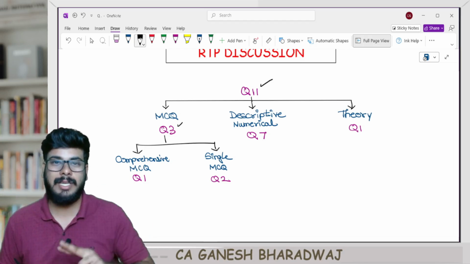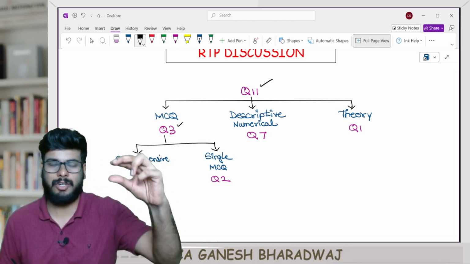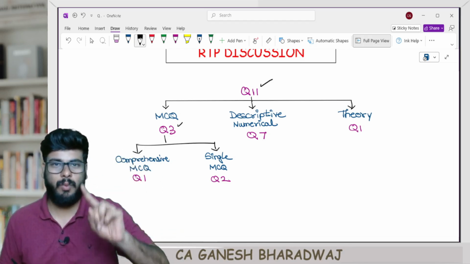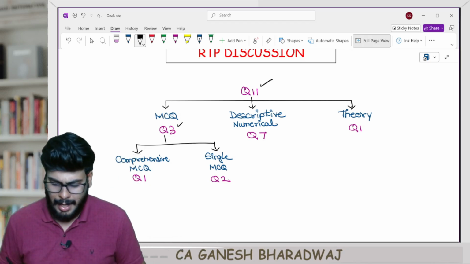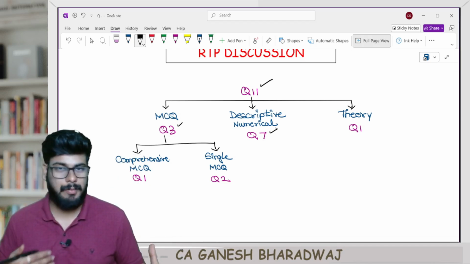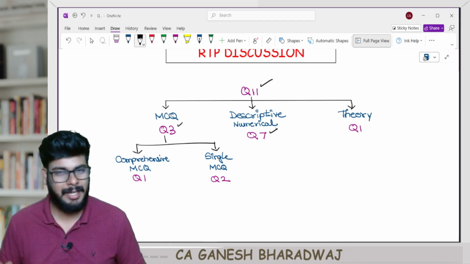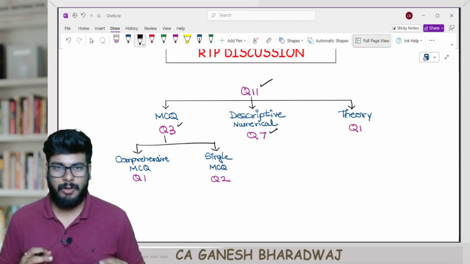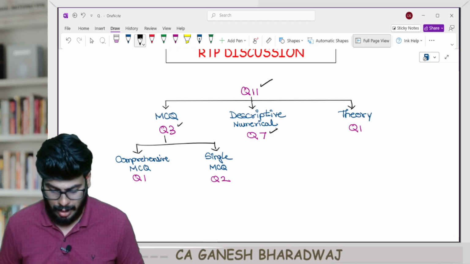And there are 2 single MCQs. Basically, there is a question, and for that question, there is only one MCQ against that, right? And you have 7 descriptive numerical problems, full-fledged numerical problems, and there is one theory question. So overall, you have 7 questions in this particular RTP.